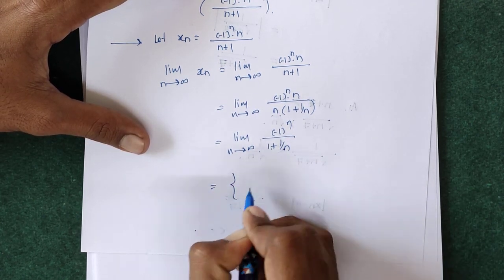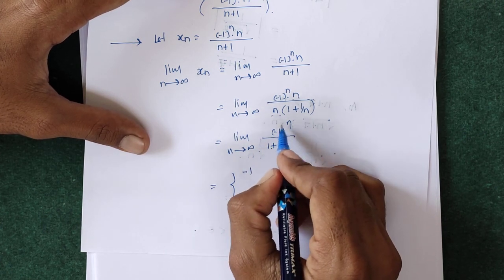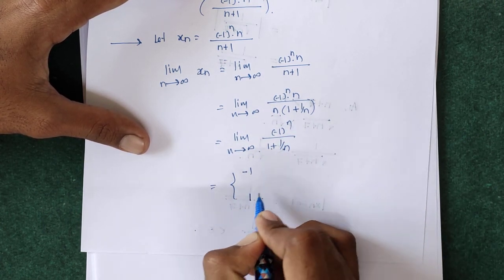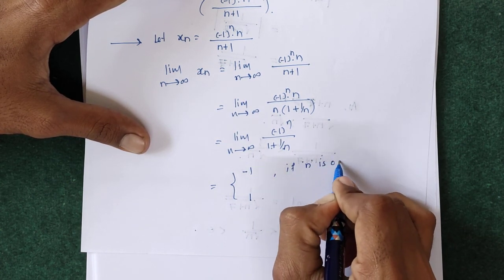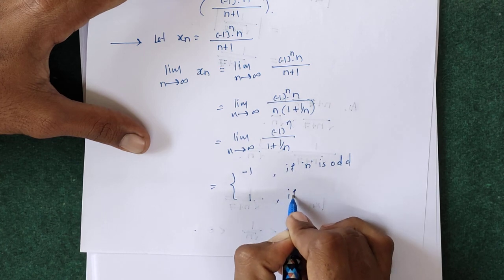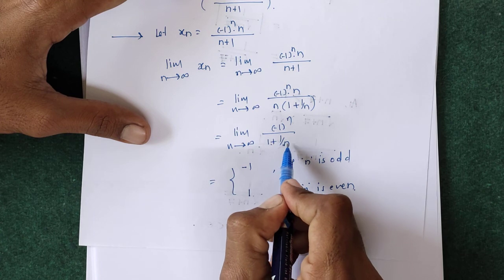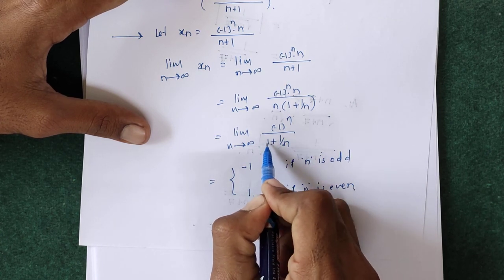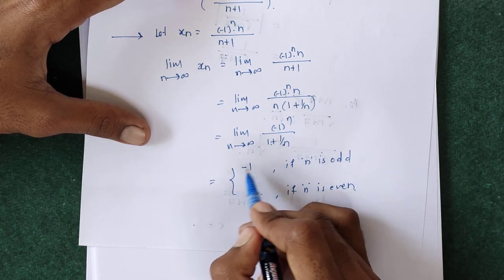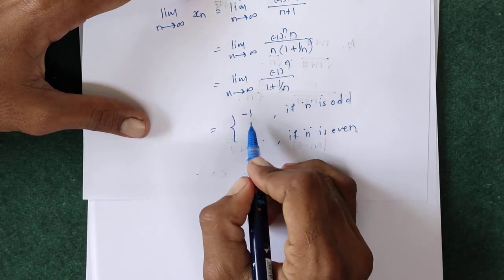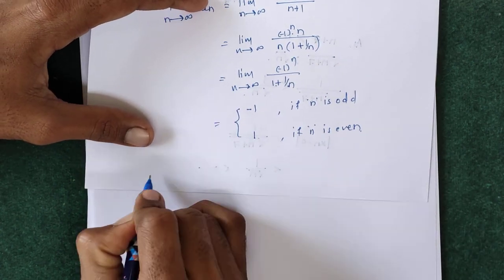Now, there are two possibilities: if n is even, then we get 1, and if n is odd, then we get minus 1. So there are two possibilities here, minus 1 whenever n is an odd number and 1 if n is an even number. The denominator tends to 1 plus 0, which is 1. So, (-1)^n gives two possibilities, minus 1 and 1. So the limit does not exist.